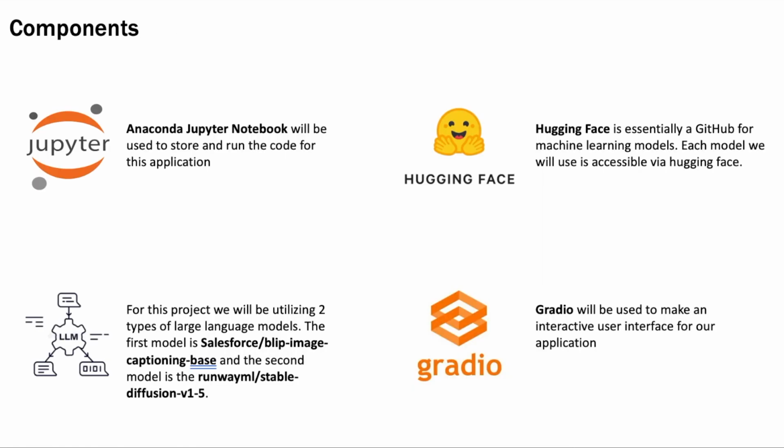For the components, first we will use Jupyter Notebooks to store our code, then Hugging Face will be used to find the most suitable large language models for this project. Those models we'll be using are the Salesforce Blip image captioning base, which will allow image to text, and then the Runway ML Stable Diffusion v1-5, which allows text to image. So lastly, we'll be using Gradio to make the interactive user interface for this application.